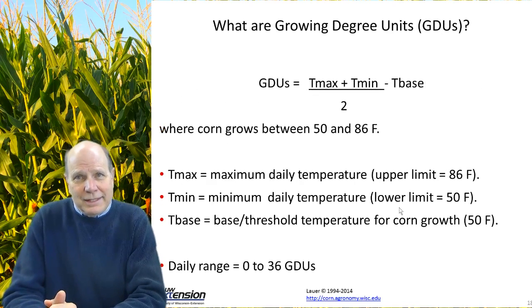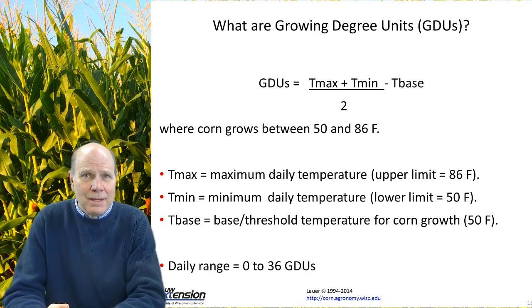What we use nowadays, though, is something called growing degree units. And this is where you take the maximum temperature during the day and the minimum temperature, divide them by 2, and then subtract some base temperature. Now, corn will typically grow between 50 and 86 degrees Fahrenheit.